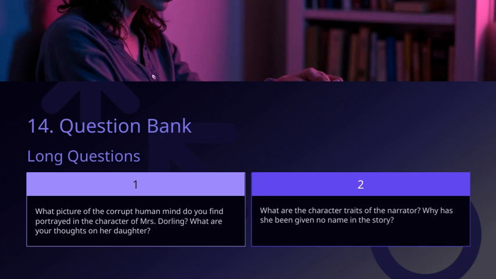Now, turning to Mrs. Dorling, I see her as a stark portrayal of the corrupt human mind. She embodies greed, selfishness, and a kind of moral blindness that prioritizes her own interests above everything else. Her actions reveal a tendency to manipulate and exploit others, which serves as a commentary on the darker aspects of human nature.